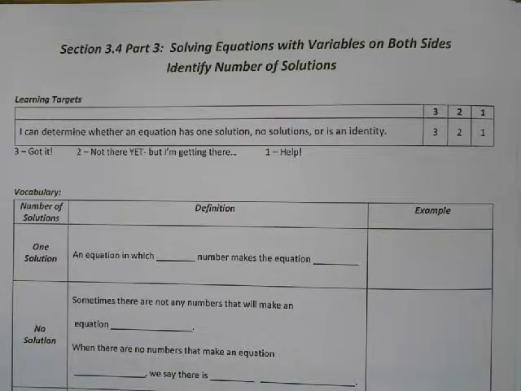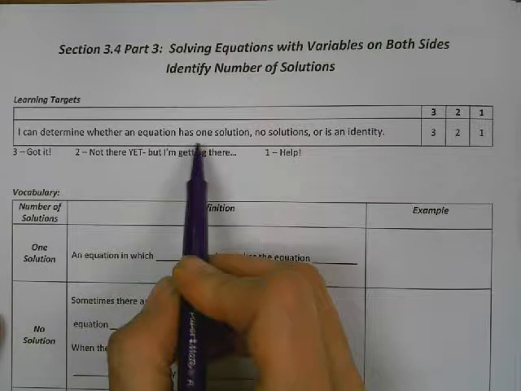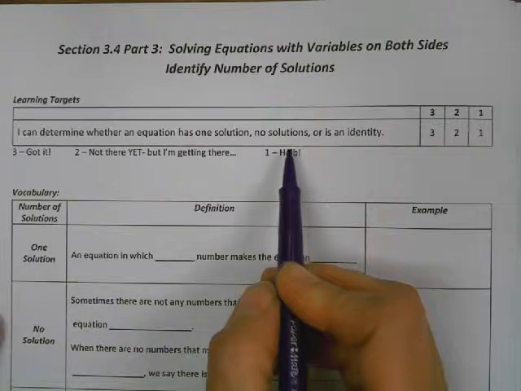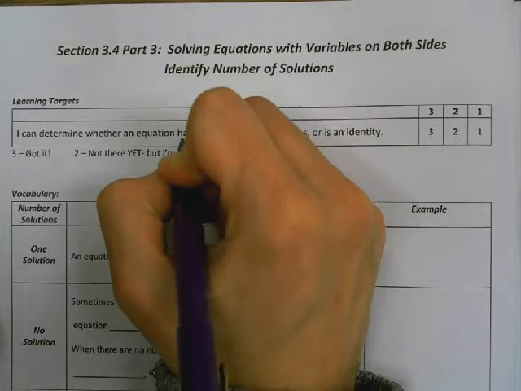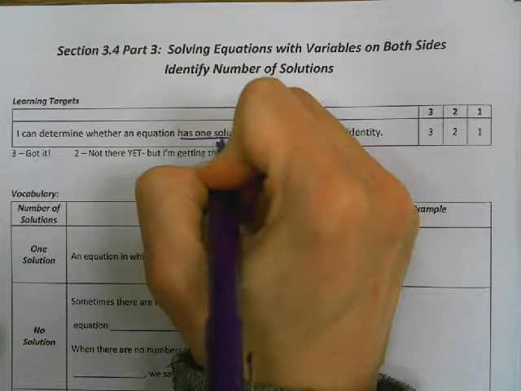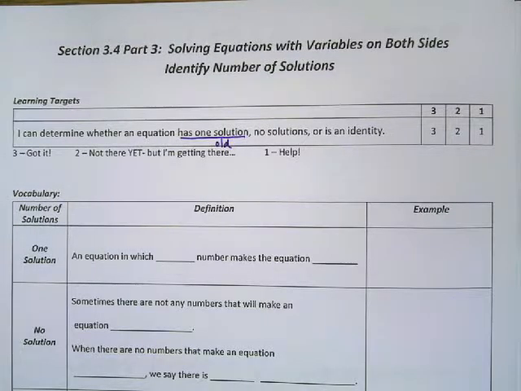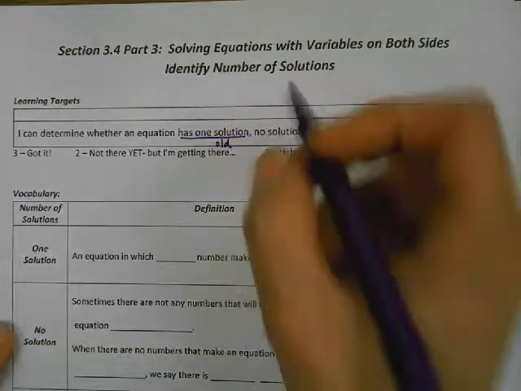Alright, everybody, here is the last section for this chapter. We're doing 3.4 Part 3, and we're going to look at some special cases when we're solving equations. So our goal today is to determine whether an equation has one solution, no solutions, or is an identity. So this part where we have one solution, that's old news to us. Every equation we've been working with so far has just had one solution.